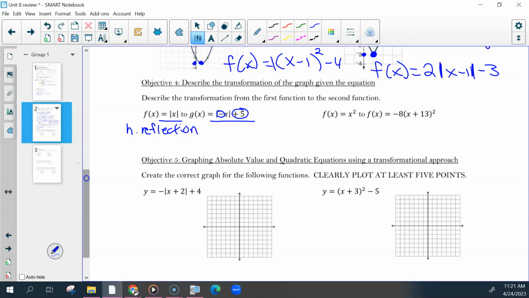What would the +5 on the outside do? So that would be a vertical shift of 5. So with your shifts, make sure you're putting vertical or horizontal, what direction and by how much. Questions on that one?